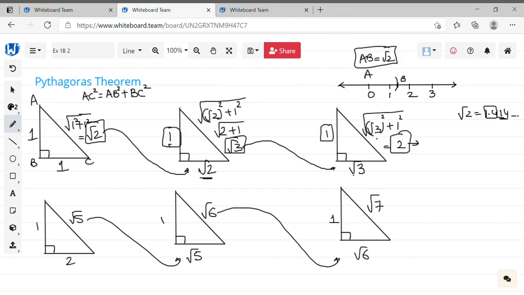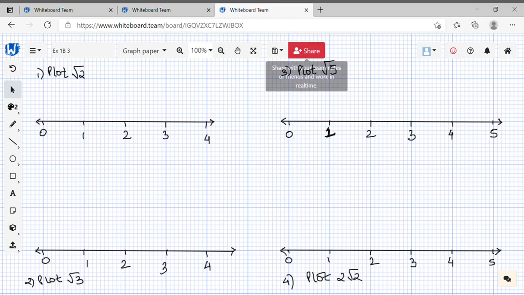Let's plot them and this will become even more clear. So this is question number 5, if I remember. Yes, that's question number 5 from exercise 1B. And let's look at plotting them. So it says plot root 2. Like I said, we will look at constructing a right angle triangle with one side as 1. I have taken this as 1. The other side also as 1. And then I'll join it with here.